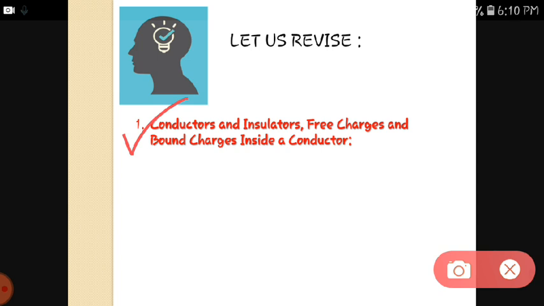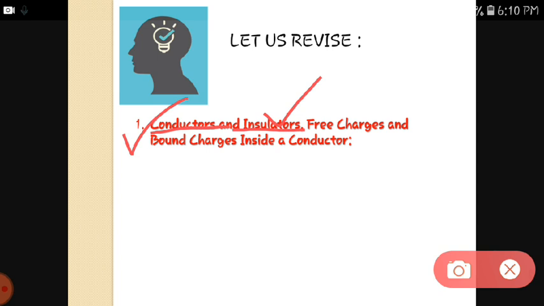Alright. Conductors and insulators. Conductors are the substances which allow electricity to flow through them. They allow the electricity or the charges to move from one place to another. That is nothing but a conductor. Now what is an insulator then? Insulators are the substances which do not allow the charges or electricity to pass through them. These are called insulators.